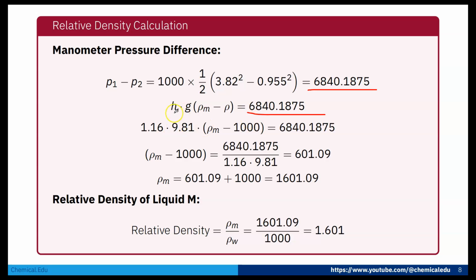So here h is 0.16 and g is 9.81 and rho is 1000. So now rho m minus 1000 is 6840.1875 divided by 0.16 into 9.81, so that will be 601.09. So rho m will be 601.09 plus 1000, so 1601.09. That is the density of the manometric liquid. Now the relative density of the liquid will be rho m by rho water, so 1601.09 by 1000, that will be 1.601. So that is the relative density of the liquid M.